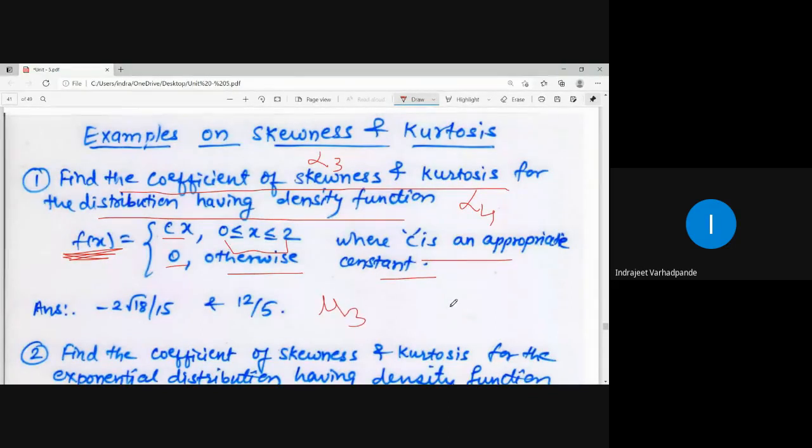For that I will require mu 3 and mu 4 and sigma. Accordingly calculate mu 3 and mu 4. How to calculate mu 3 and mu 4? Mu 3 will be expectation of x minus mu whole cube. So first integrate the constant, integrate the function, and find the expectation, which will be mu, and else you calculate mu 1 dash, mu 2 dash, mu 3 dash, mu 4 dash. From those relationships get the values for mu 3 and mu 4 as we did in the earlier example, and then find out the coefficient of skewness and kurtosis.